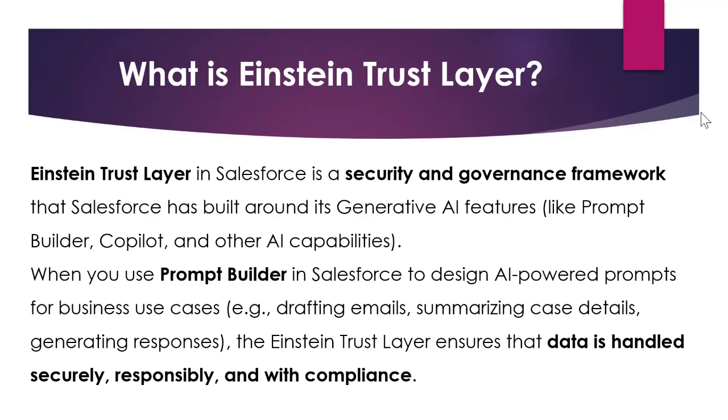responsibly, and with compliance. So in short, the Trust Layer acts like an airlock between your CRM data and any LLM model, enabling AI-driven productivity while protecting customers' privacy and ensuring compliance. So the goal of the Einstein Trust Layer is simple: enabling AI innovation, but not at the cost of trust, safety, or legal risk. So, in short, we can say the Einstein Trust Layer focuses on AI innovation with trust, safety, and compliance.